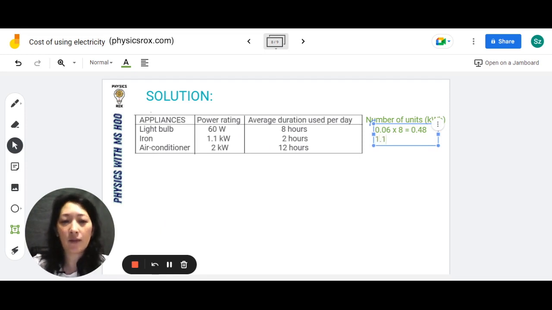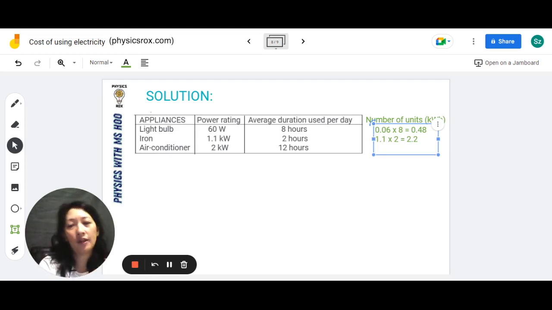So we're going to leave it as 1.1 times 2 hours. That gives us 2.2. Same thing with the air conditioner. It's already in kilowatts, so it's 2 kilowatts. So we're just going to take 2 times 12, and that gives us 24 kilowatt hours. So this is the number of units used every day.